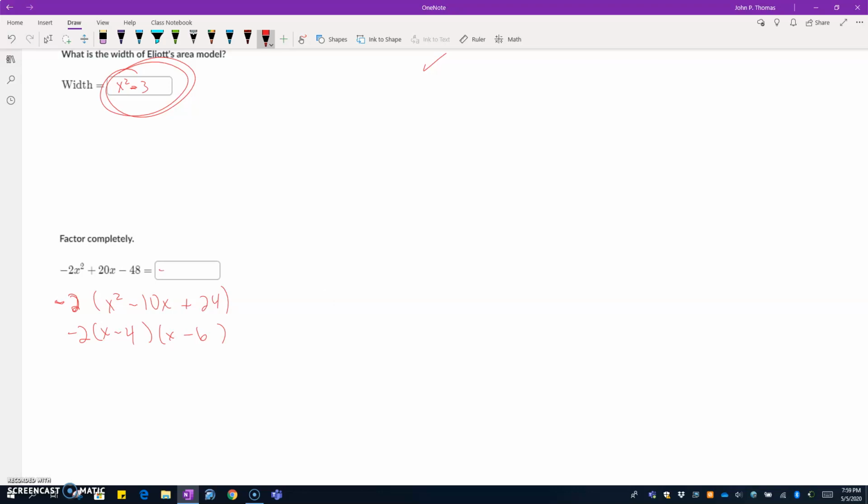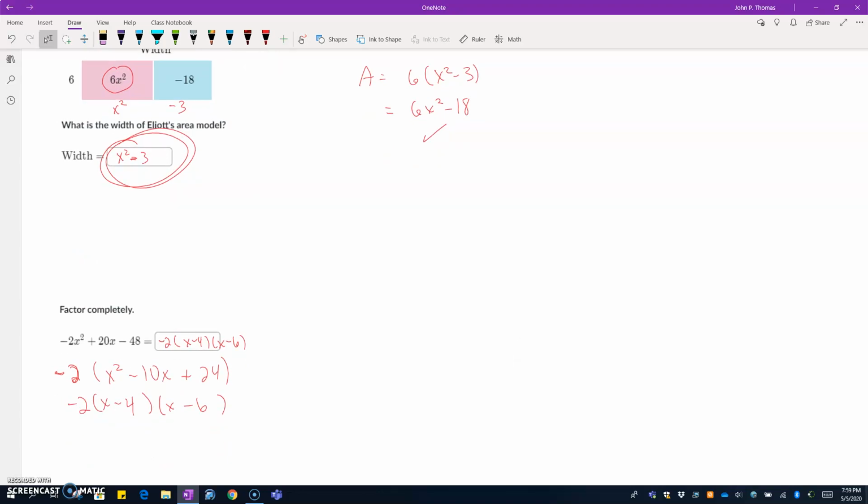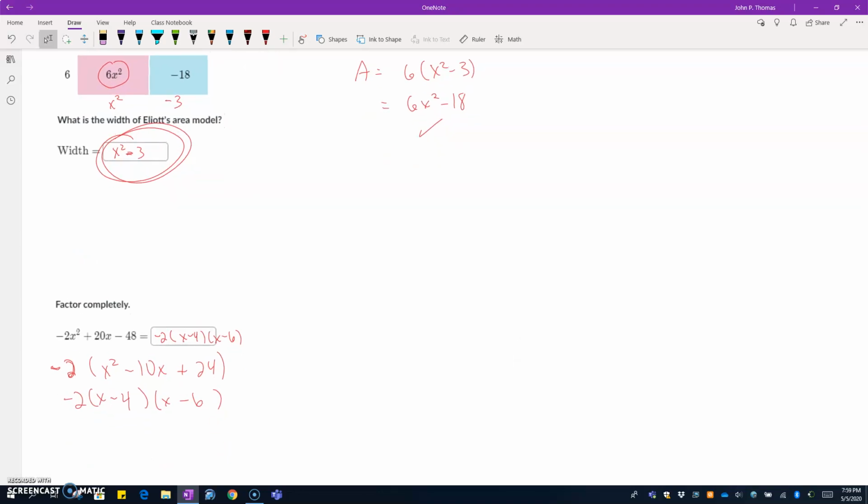So my correct answer on this one would be negative 2 times x minus 4 times x minus 6. Alright, and those were really the two main types, factoring out a common factor and then an area model that caused people grief. Alright, hope that helps.